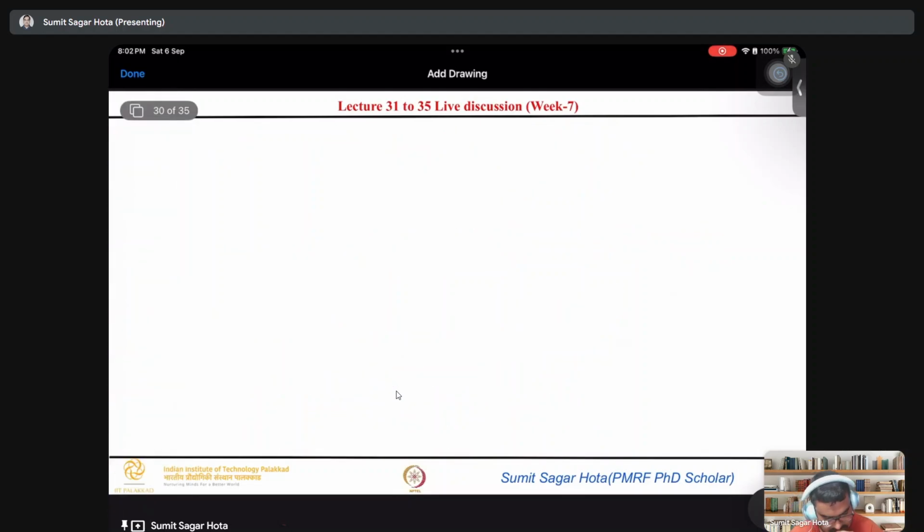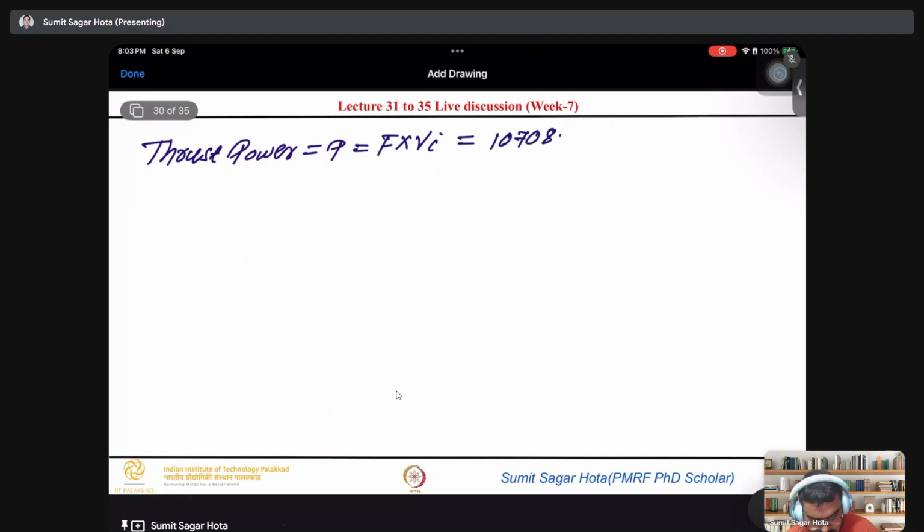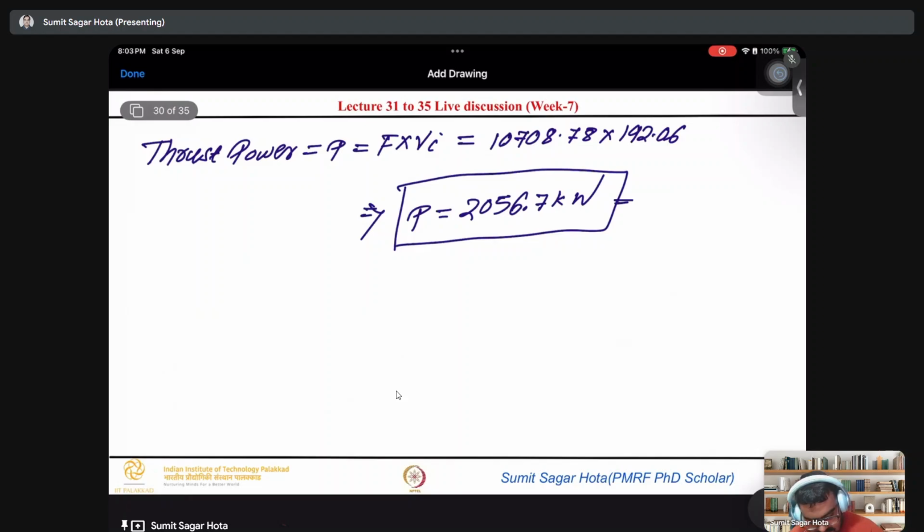So the thrust power is equal to P is equal to F into Vi, which is 10708.78 into 192.06. So P is equal to 2056.7 kilowatt. This is your fifth bit answer.